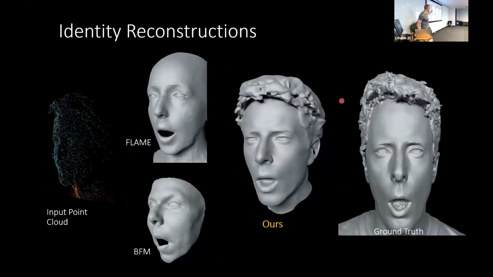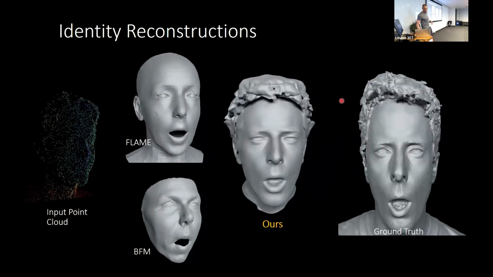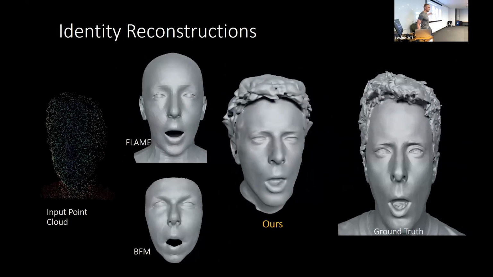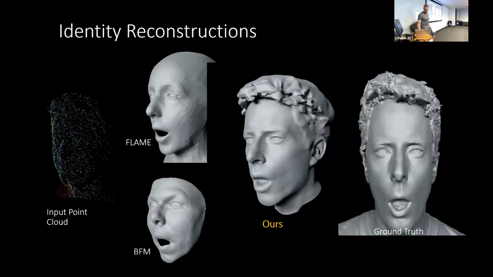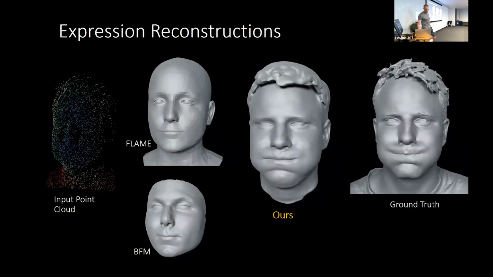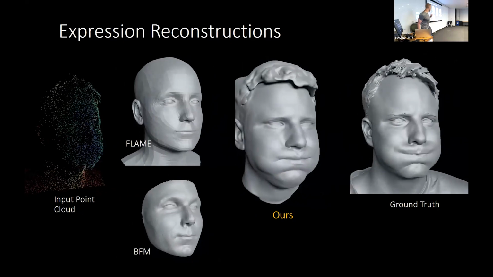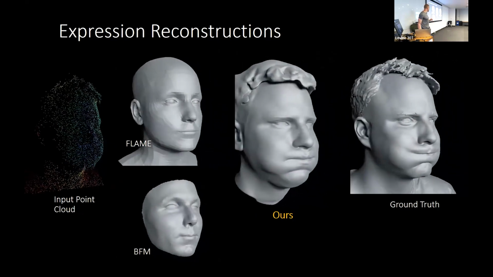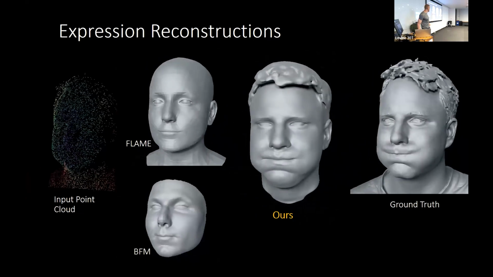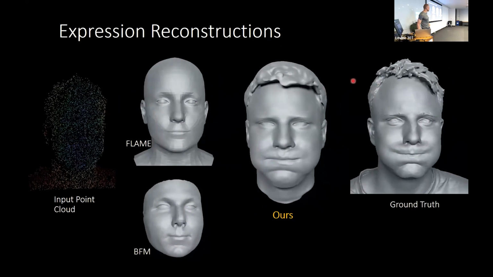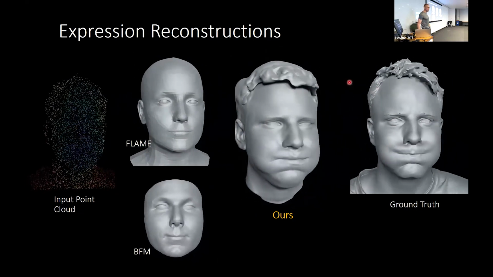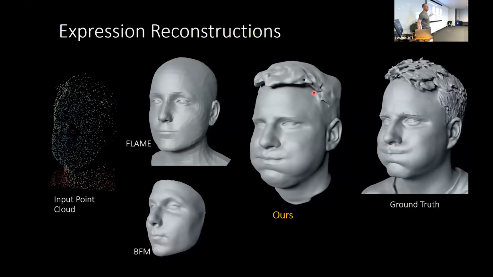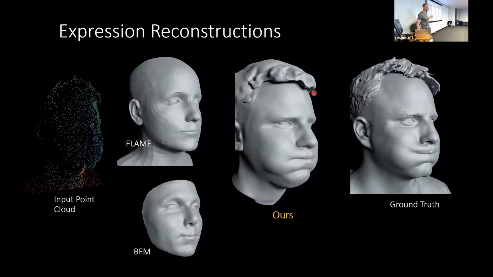Not saying this is solved, right? There's still a lot of things to do on the hair, but it's pretty decent compared to what other people had before. And the same thing, you can reconstruct expressions and so on. You have the point clouds, the FLAME models, the basel face model, and you have ours. Again, you see the hair. Hair is a challenge. The hair is a big problem. It's not good enough in the ground truth, we can't even reach the ground truth yet, but the rest of the face is much better than what people have.